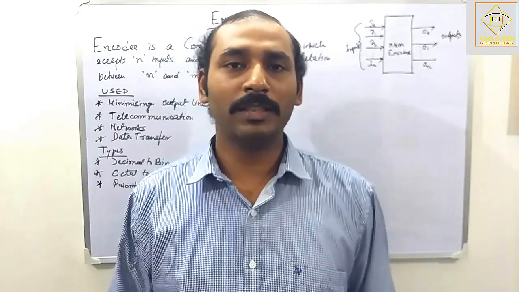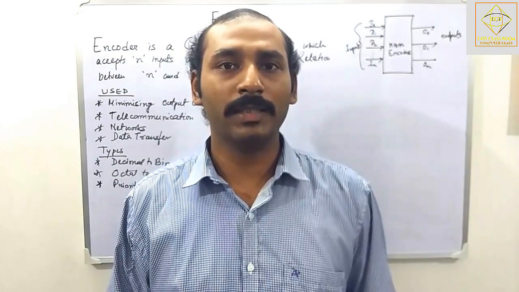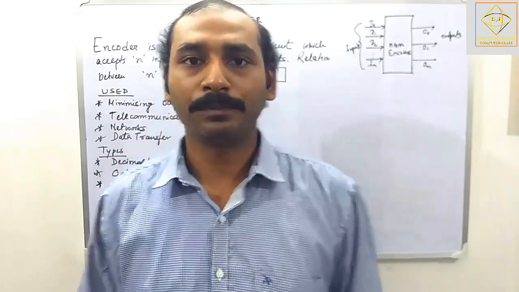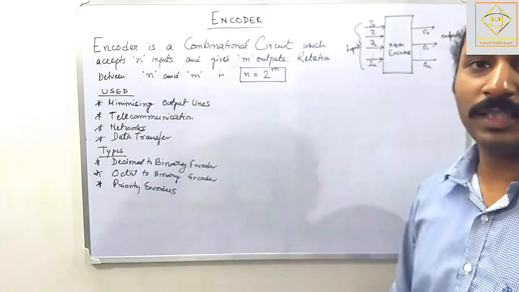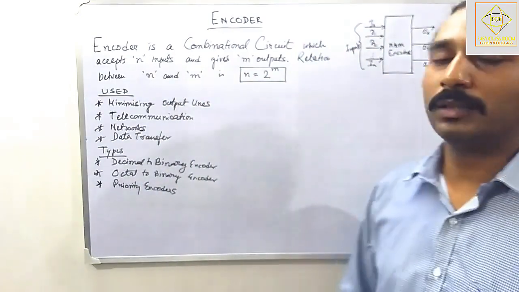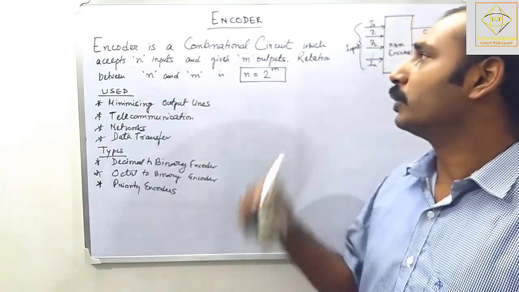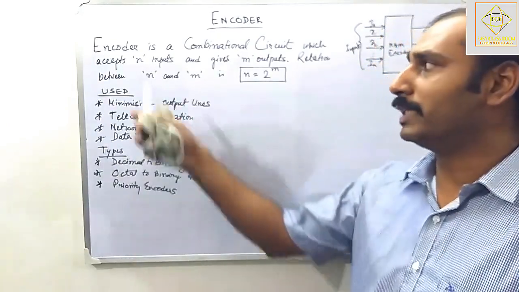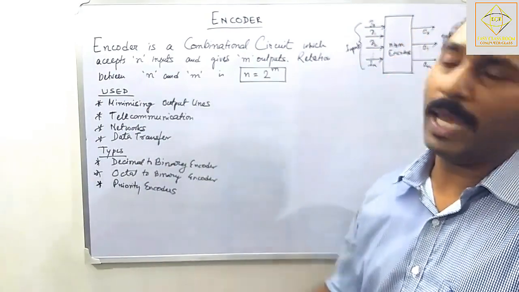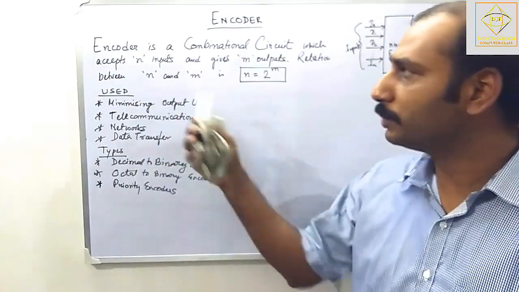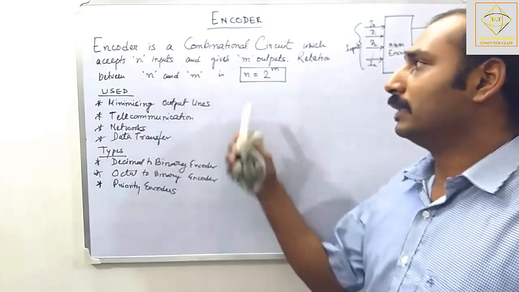So, let us consider the key points that are to be taken care of before we can understand this encoder circuit. This encoder is a combinational circuit, as we all know, that is, we are actually learning combinational circuits. It will take n inputs and will give out m outputs, right? The relation between this input and output is like this.